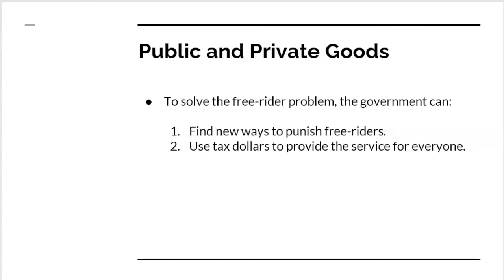And so there are 2 ways the government can solve the free rider problem. 1, find new ways to punish free riders. This is extremely difficult. In our example of streetlights, it's very difficult to know whether someone has paid their taxes or paid for the streetlights itself. So more often than not, the government is going to use the second solution to the free rider problem, which is to use tax dollars to provide the service for everyone. So it doesn't matter if you pay into the good or not, because everyone's tax dollars are being used to provide this public service, or to provide this public good, so that everyone has the opportunity to use it.